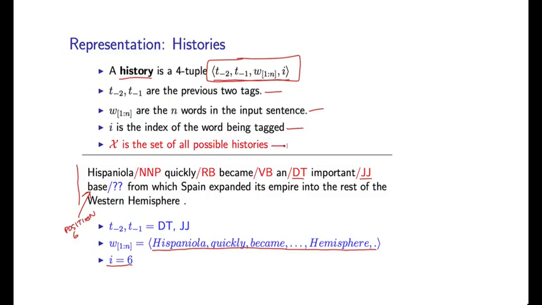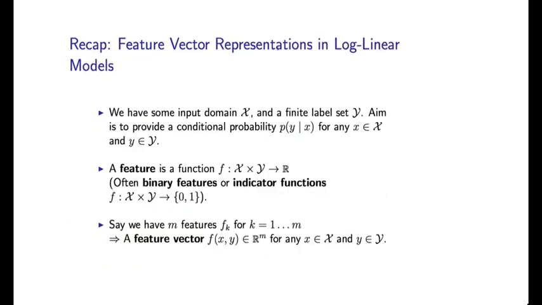We'll use script X to refer to the set of all possible histories. So that's going to be a very large set, actually potentially an infinite set, a countably infinite set, if we allow sentences of all possible lengths. So given these definitions, we can apply a log linear model in a very direct way.